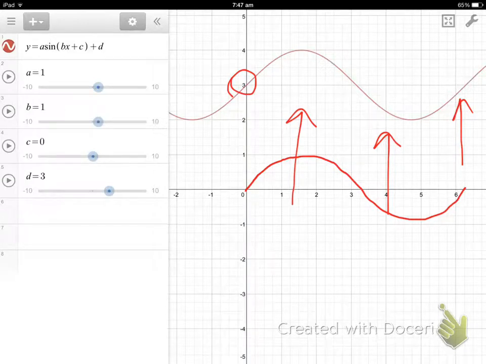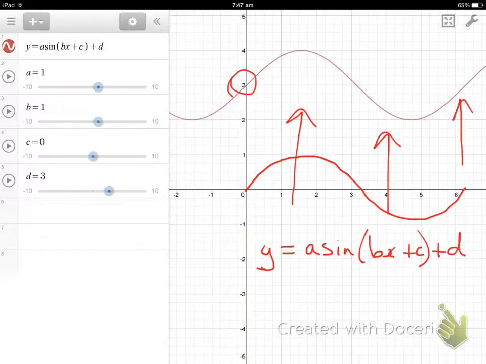So there you have it. We have y equals a sine(bx plus c) plus d. Each of these parts here change the shape of the graph, but each are independent of each other, which means one does not really affect the other. So what I'm going to ask you guys now is, if I said to you, I'd like you to figure out what this one would be.